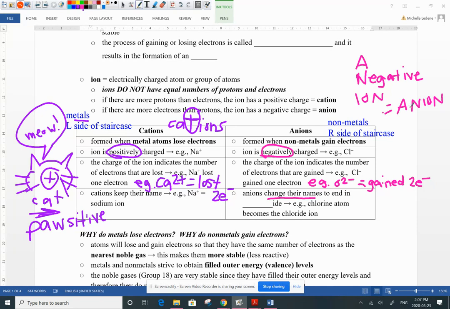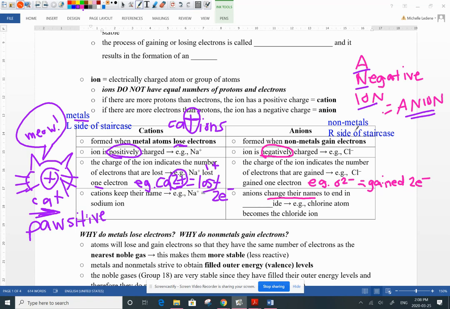On the anion, the non-metal, the right side of the staircase, we have a negative ion, an anion. So the positive metals are now becoming cations because they're losing electrons. Sodium is a positive 1 charge. Why? Because it lost 1 electron. Calcium is a 2+. Why? Because it lost 2 electrons.